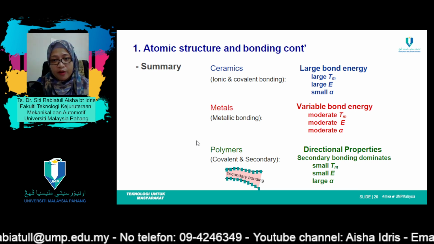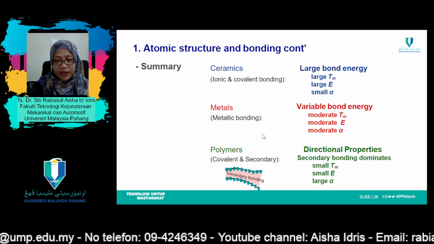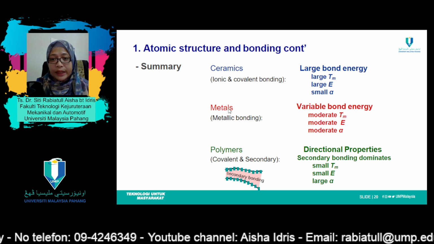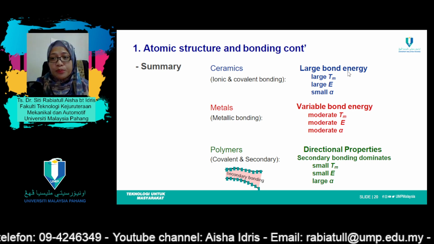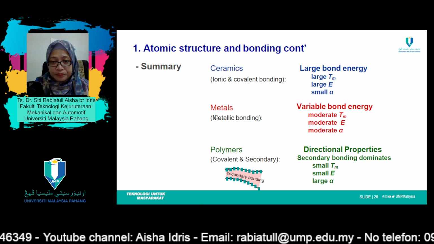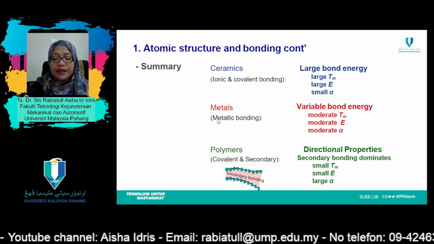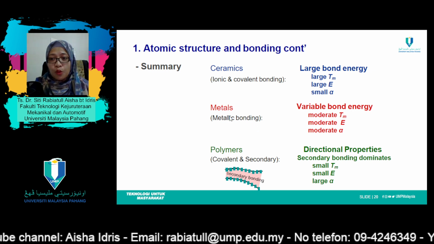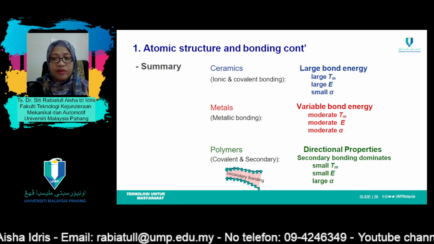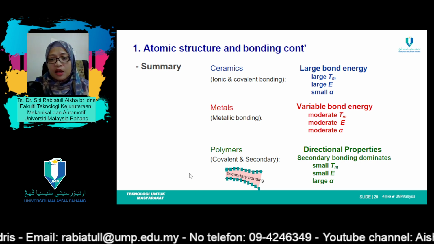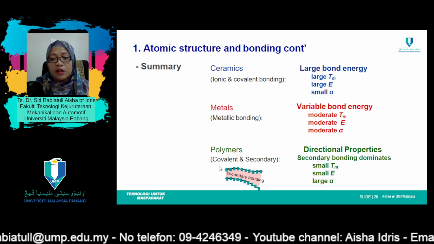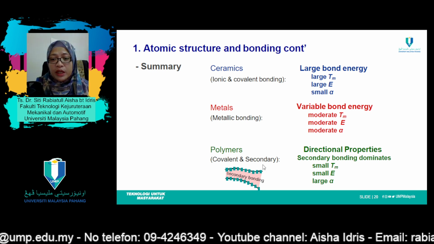As a summary for this part, we can say for ceramics, ionic and covalent bonding exist with large bond energy. Whereas for metals, normally metallic bonding occurs with variable bond energy because it depends on the types of materials. And the same goes for polymers. They have covalent and secondary bonding.